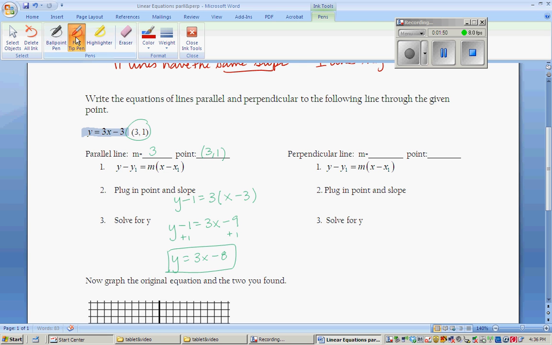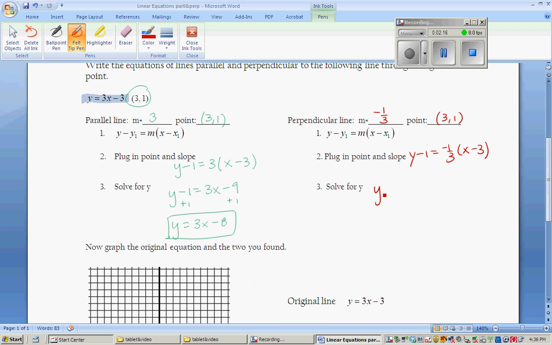To do the perpendicular line, you still have to do the whole process again. You don't get to just flip the slope over and use this y-intercept. So for the perpendicular line, we're going to say that the slope is -1/3, and we're still using the point (3, 1). We're going to plug in everything we know, and now we're going to also solve this for y.